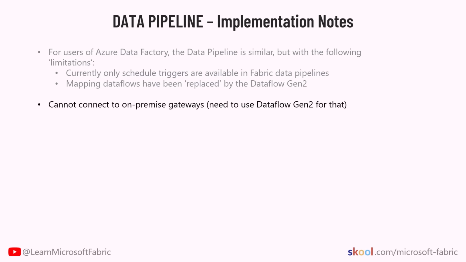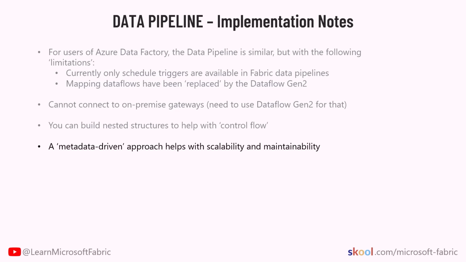Next, we cannot connect to on-premise data gateways. That's what we've mentioned previously. Next up, you can build nested structures, nested workflows, to help with control flow in data pipelines. What we mean by this is that you can invoke pipelines from another pipeline. So this becomes quite powerful in terms of scalability and maintainability of sometimes quite complex data pipelines. And this is typically used in conjunction with a metadata-driven approach.